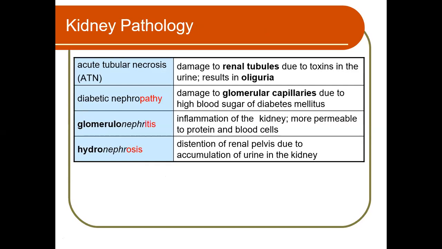And here are some of the kidney pathologies. Let's go through these also. Acute tubular necrosis, ATN, means damage to the renal tubules due to toxins, and that results in oliguria. Diabetic nephropathy is damage to the glomerular capillaries due to high blood sugar in diabetes mellitus. Glomerulonephritis is inflammation of the kidney, making the glomeruli more permeable to protein and blood cells. Hydronephrosis is distension of the renal pelvis due to accumulation of urine in the kidney.